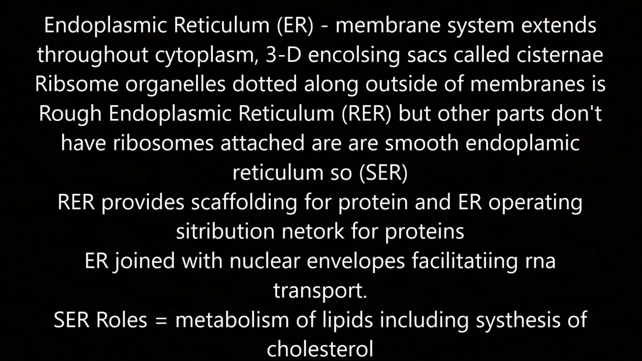Endoplasmic reticulum, or the ER, is a membrane system extending throughout the cytoplasm, in 3D enclosing sites called cisternae. Ribosomes dotted along the outside of the membrane make up the rough endoplasmic reticulum, or the RER, but other parts don't have ribosomes attached, so that's the smooth endoplasmic reticulum, the SER. The RER provides scaffolding for protein, and the ER operates as a distribution network for proteins. The ER is joined with the nuclear envelope, facilitating RNA transport, and the SER's role is in the metabolism of lipids, including the synthesis of cholesterol.